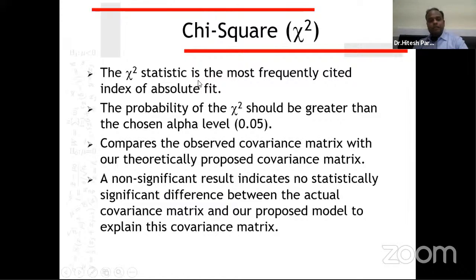So the chi-square statistic is the most frequently cited index of absolute fit. The probability of the chi-square should be greater than the chosen alpha level, 0.05, but it compares the observed covariance with the theoretical proposed covariance matrix. A non-significant result indicates no statistically significant difference between the actual covariance and our proposed model to explain this covariance matrix.